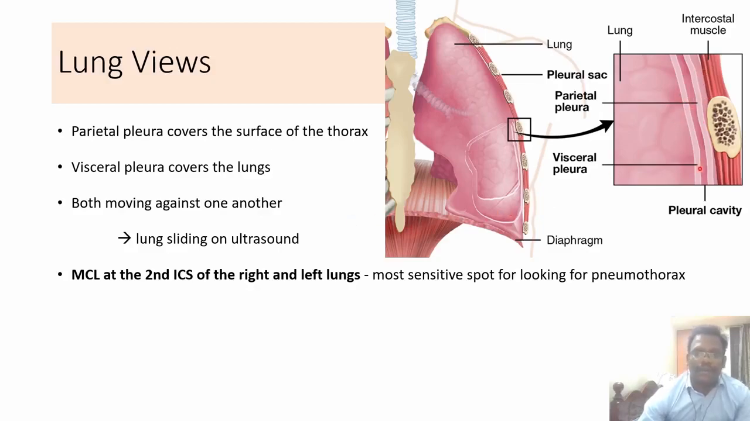And this sliding movement can be easily assessed in the anterior aspect of the lung, in the mid-clavicular line, about the second intercostal space or third intercostal space, which is the most sensitive spot. We have to look for pneumothorax.